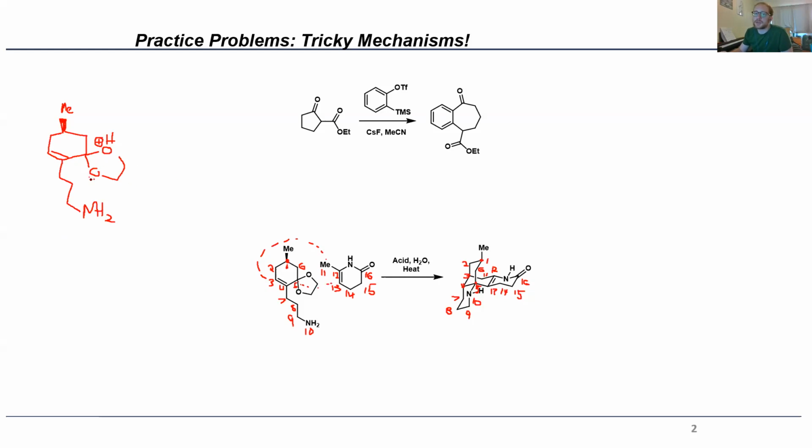Now oxygen can come down and open our acetal. This will get us, in a reversible fashion, to something that looks like this oxocarbenium ion.